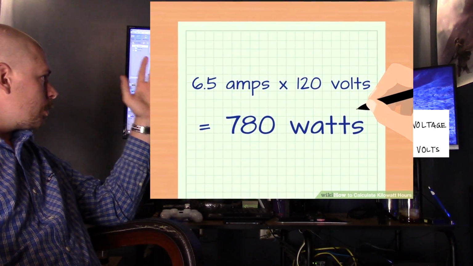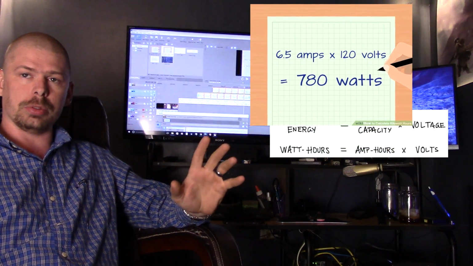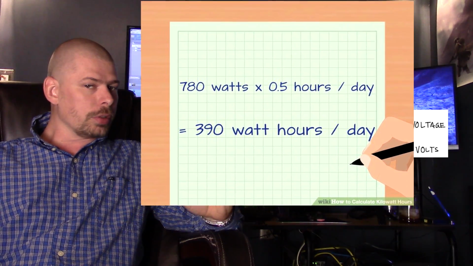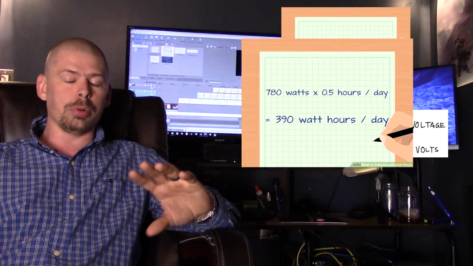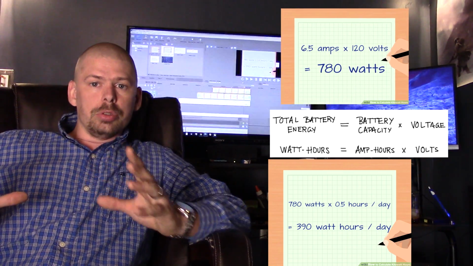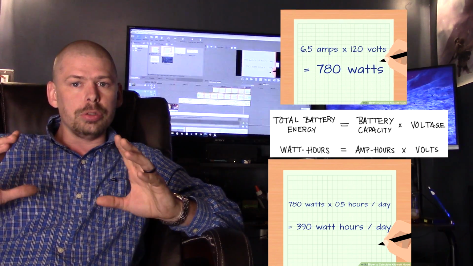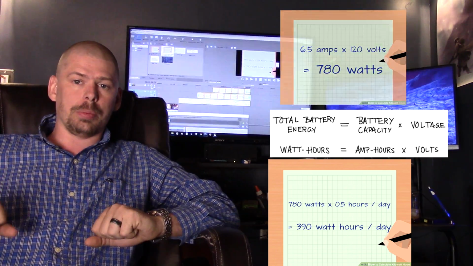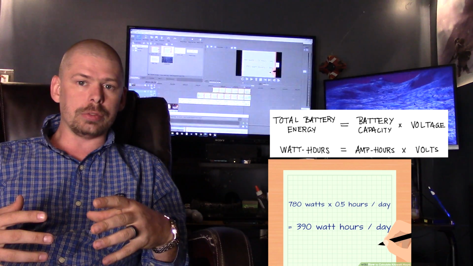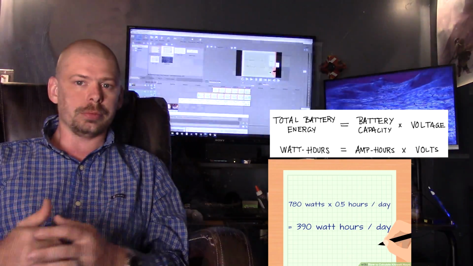So if you look, we've got 780 watts from this device, 6.5 amps times 120 volts. If you multiply that by 0.5 hours, it's 390 watt hours. So if you use this device for half an hour a day, you're going to need 390 watt hours of manufactured battery capacity that is usable. You have to be able to use that. So if it's at night, you definitely want to have about four times that much in lead acid batteries.